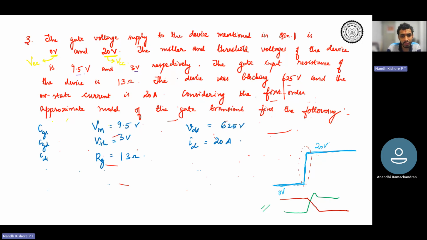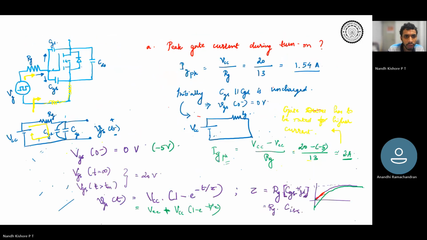Then consider the first order approximate model of the gate transient. We saw that there can be parasitic inductances in the path. If you just take the gate source path, VG, RG, and then CGS, the gate source capacitance, and due to the physical connections there can be parasitic inductances of the order of a few nanohenries. If you include these inductances, you get an RLC network on the gate side. You can see my laser pointer.